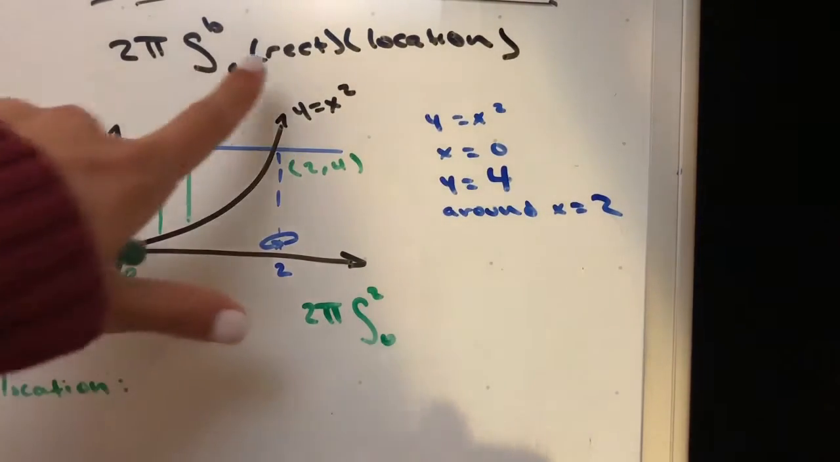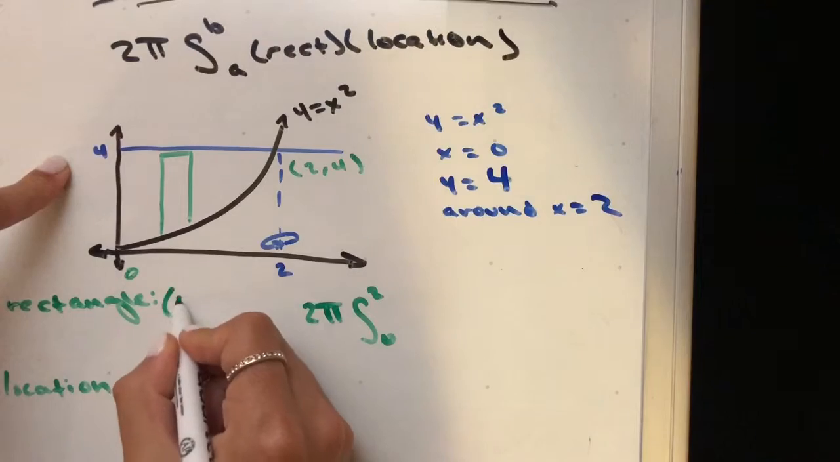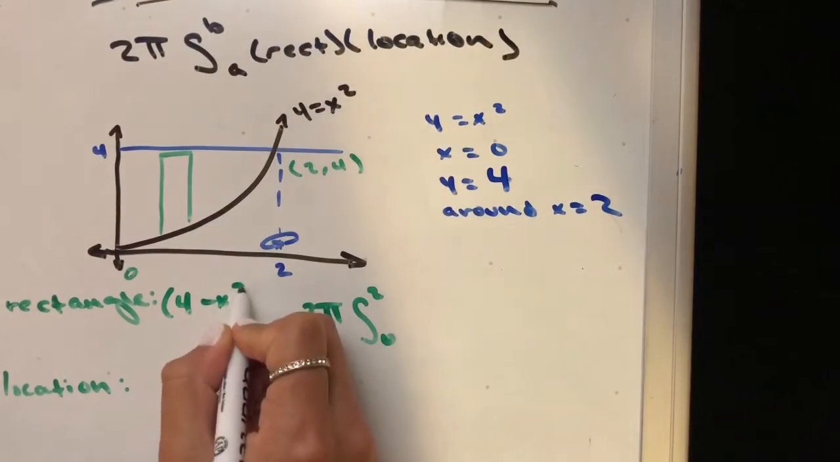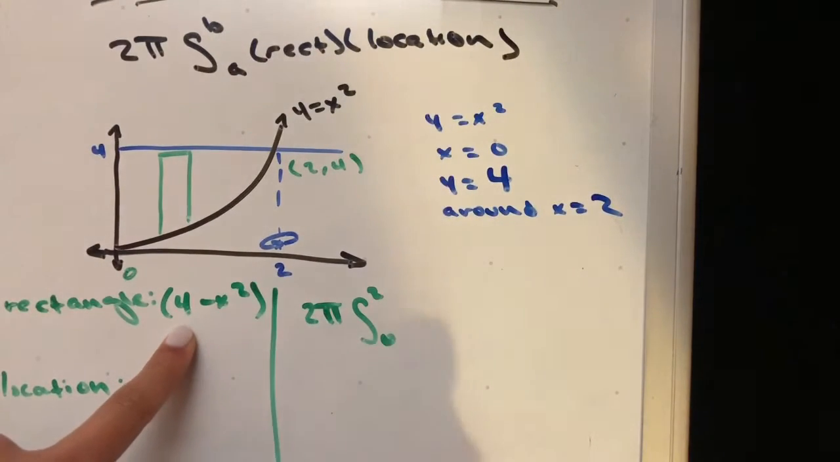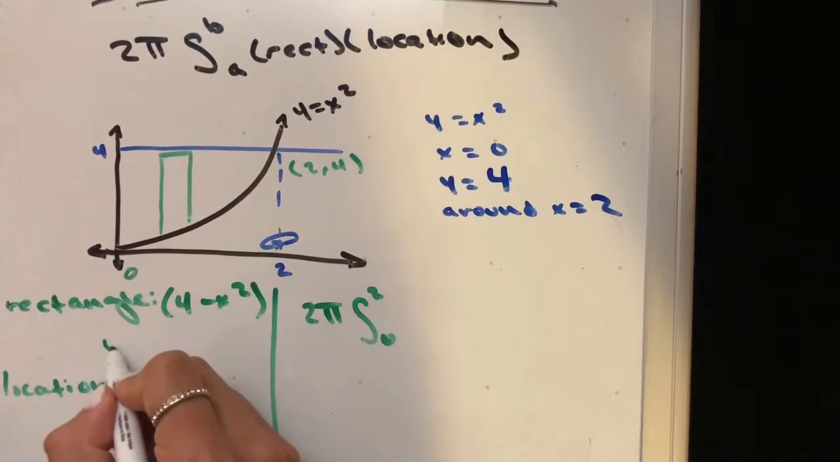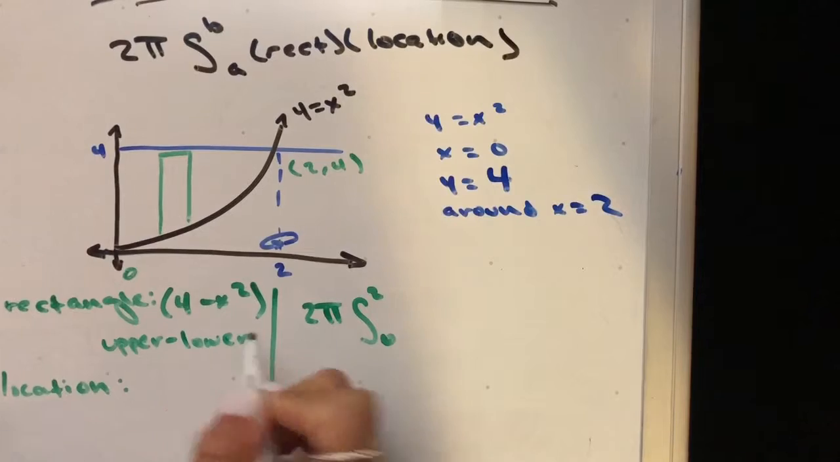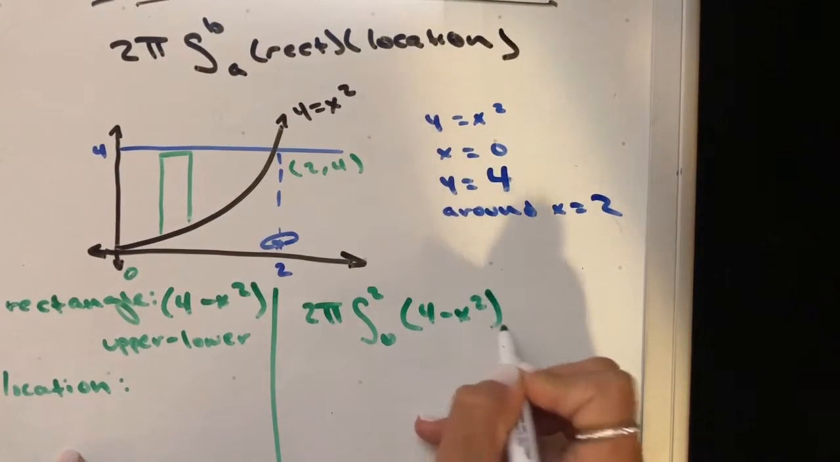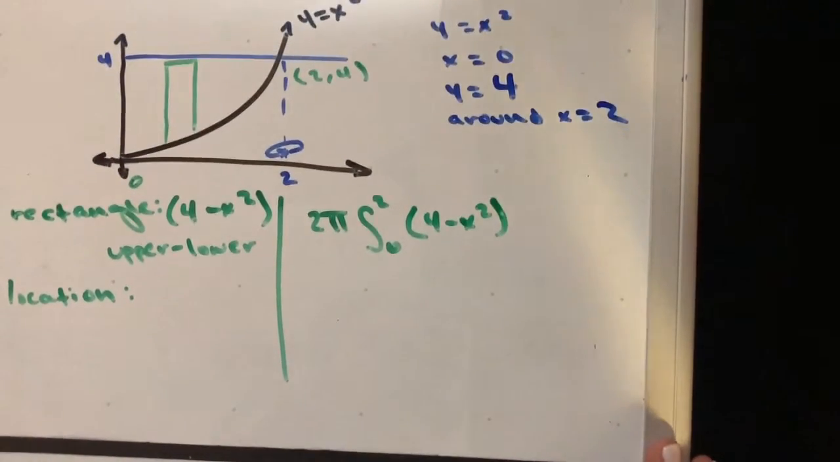And then the rectangle is going to be found by doing the upper minus the lower curve. So our upper curve is just 4, and then we're subtracting x squared. So this is going to represent the value of our rectangle. Sorry, I'm just trying to organize it. So it's upper minus lower. So this is the value that we're going to plug in here. And then we're going to multiply by the location. So let me scoop this up. I'm going to try to explain location really fast.